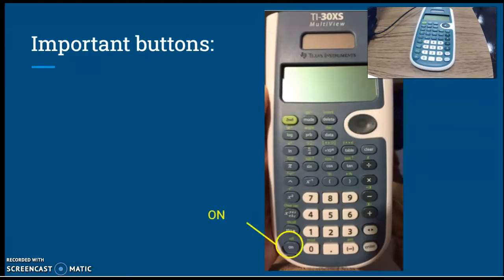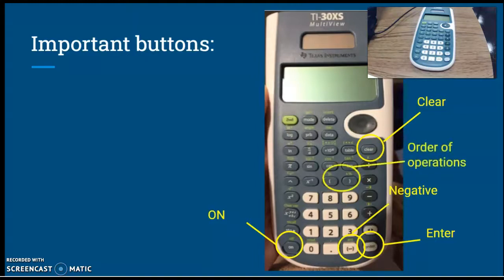So obviously you need the on-off switch, enter, which is your equals, right, clear if you need to clear any information. The negative sign on the number pad is if you want to convert a number to a negative number. The order of operations. So these are parentheses. You add them in just as you would if you were writing an equation on paper. So when you need to tell the calculator what order to do your operations in.